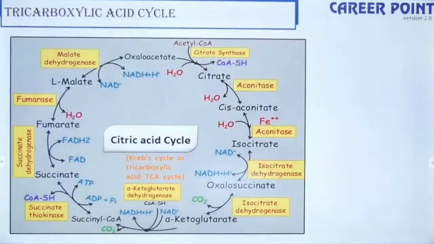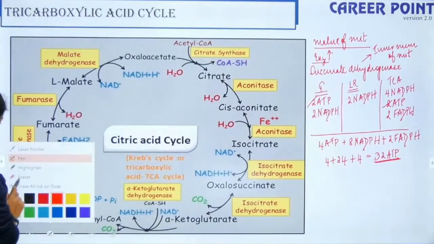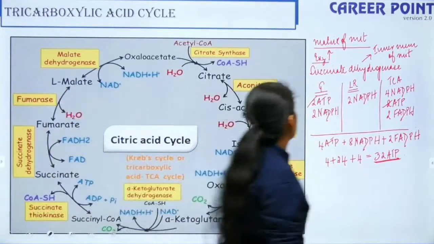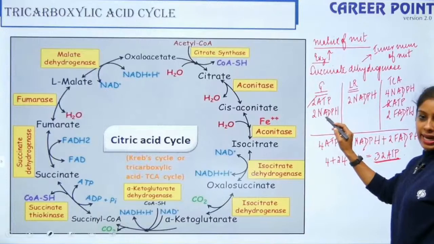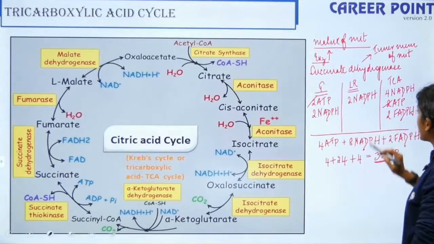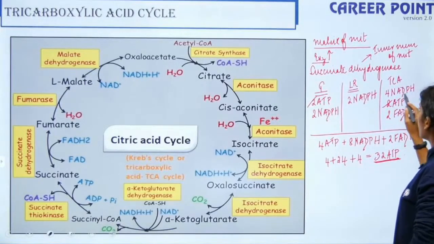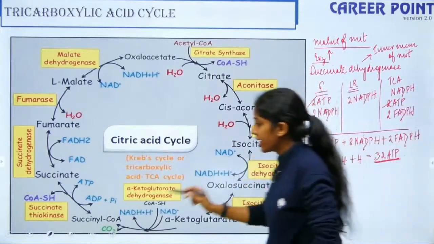So you guys have a doubt in the ATP molecules here? Yes. So 2 ATP here, 2 NADH here. So you have 2 ATP. So for one molecule of NADH, okay, so here it has to be 6.